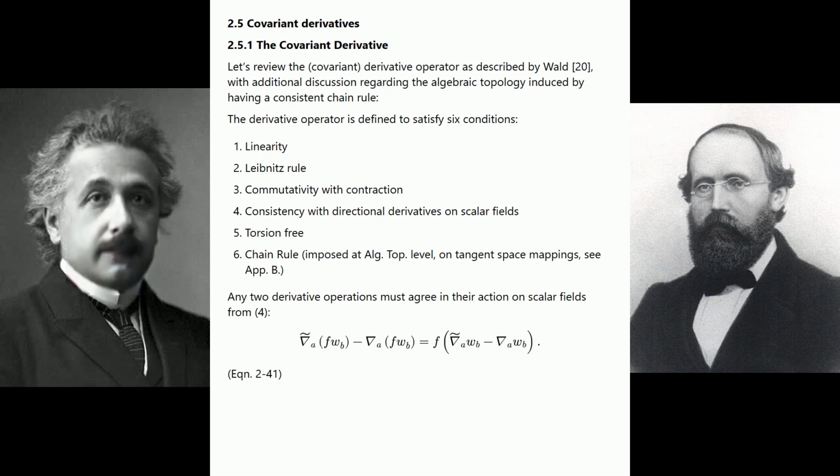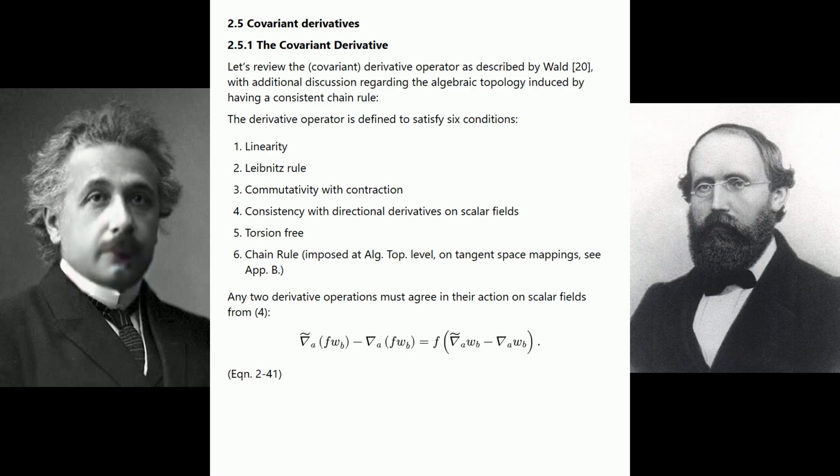2.5 Covariant derivatives. 2.5.1 The covariant derivative. Let's review the covariant derivative operator as described by Wald, with additional discussion regarding the algebraic topology induced by having a consistent chain rule. The derivative operator is defined to satisfy 6 conditions: linearity, Leibniz rule, commutativity with contraction, consistency with directional derivatives on scalar fields, torsion-free chain rule, imposed at alg top level, on tangent space mappings, see Appendix B. Any two derivative operations must agree in their action on scalar fields from 4.